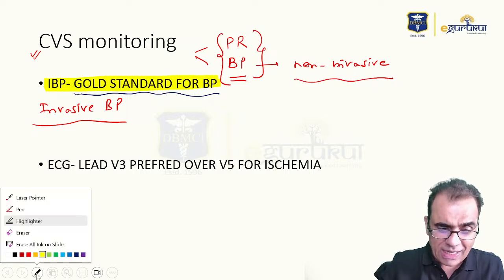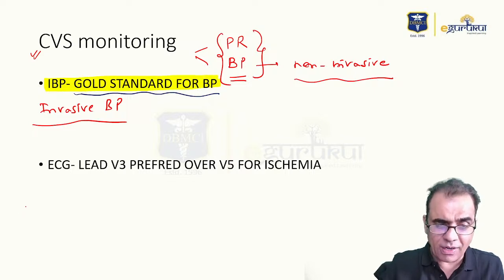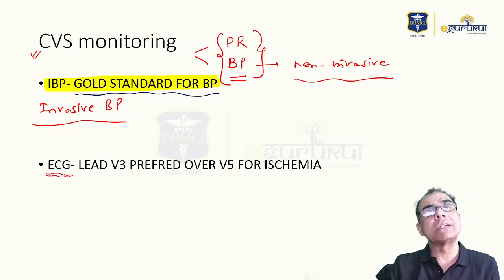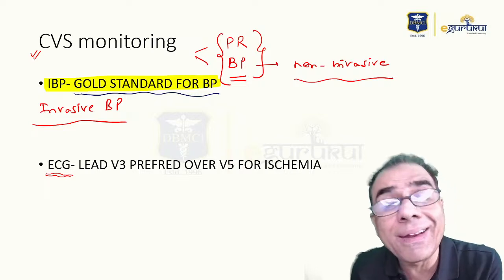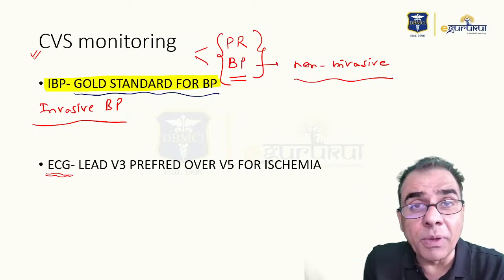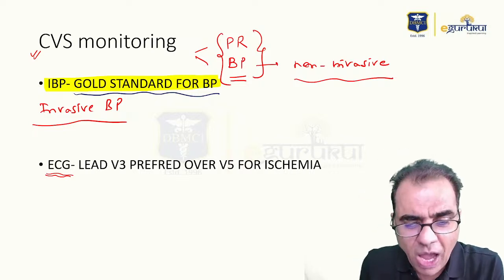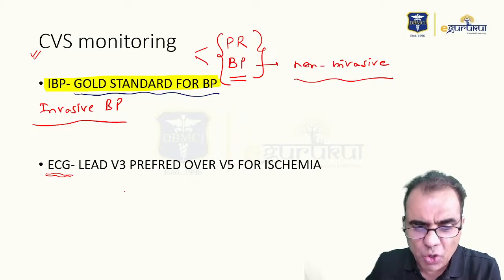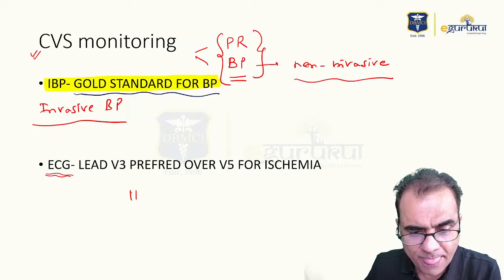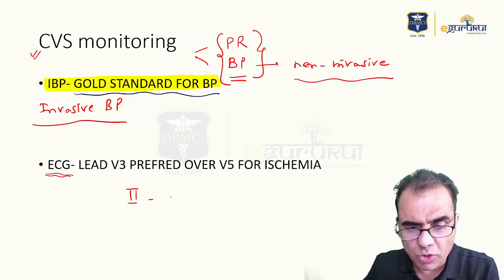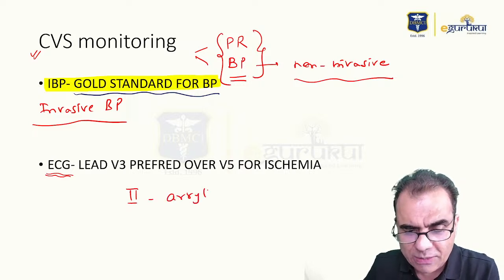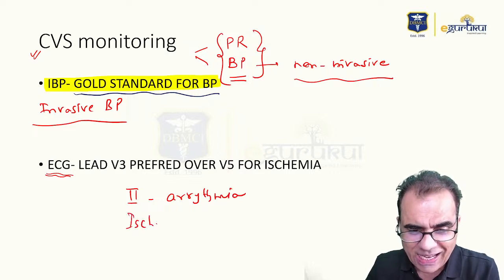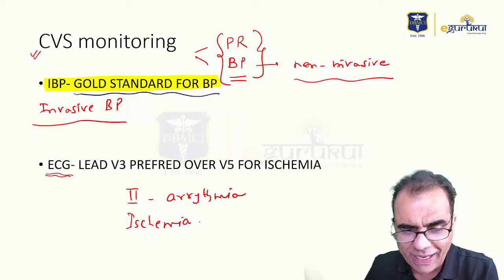So invasive blood pressure monitoring is considered as the gold standard method for blood pressure monitoring. Now another necessary monitoring, actually ECG is considered as a mandatory monitor. ECG is also a mandatory monitor during intraoperative period, and it is not possible to have 12 lead ECG. So we generally are using 2 leads. Lead 2, because you know that lead 2 is best to detect any arrhythmia. And second, our aim is to detect ischemia.